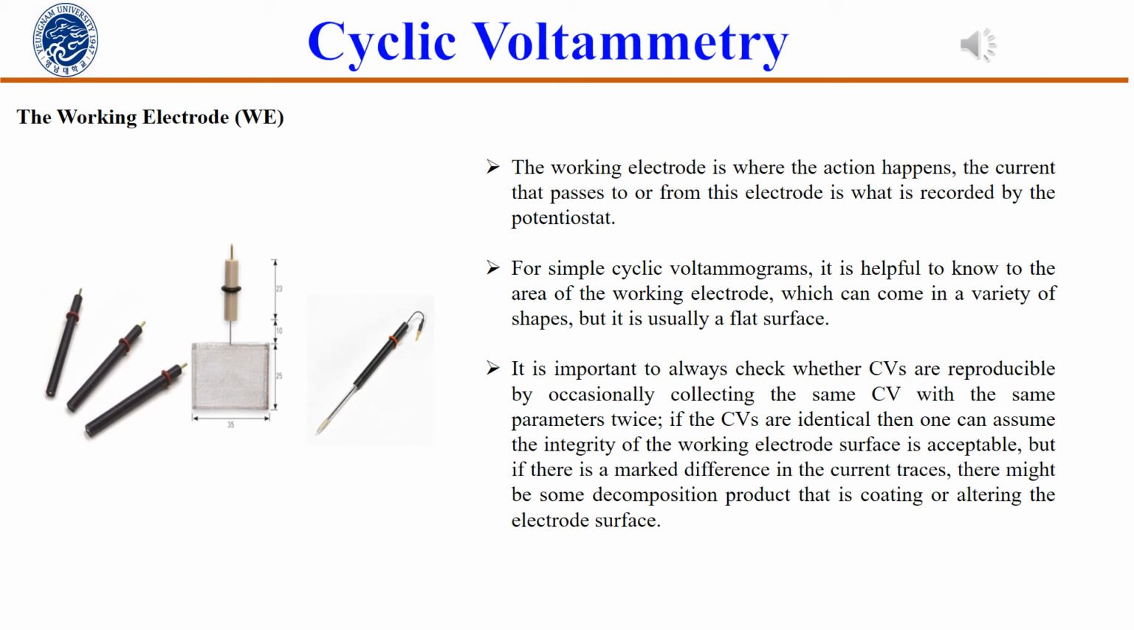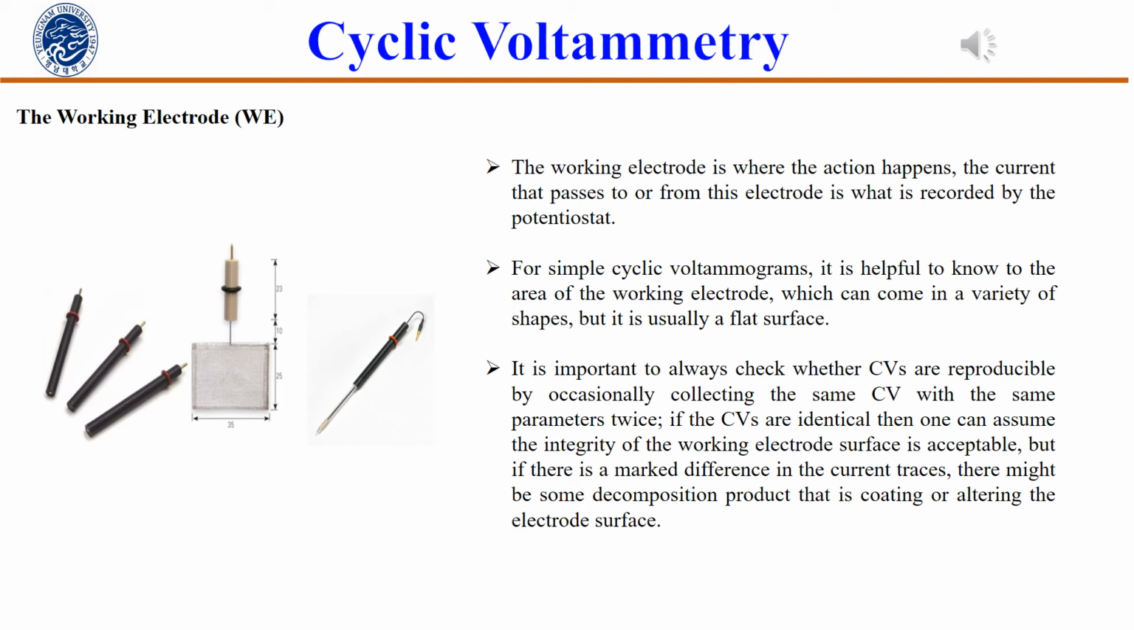The working electrode is very important in our experiments. The working electrode is where the action happens. The current that passes to or from this electrode is what is recorded by the potentiostat. For simple cyclic voltammograms, it is helpful to know the area of the working electrode. These working electrodes can come in a variety of shapes, but it is usually a flat surface.